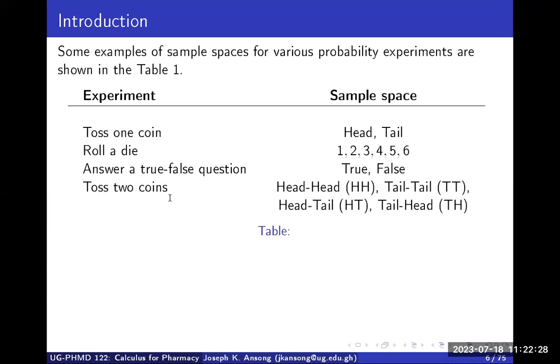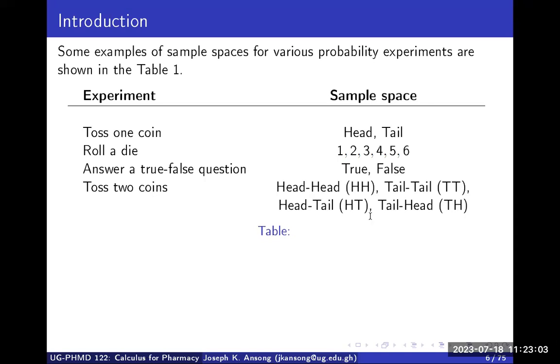Toss two coins, the results will be head. In other words, the first coin will be head, the second will also be head, or both will be tails, tail and tail. Or you could have a head tail. The first coin shows you a head, the second a tail, or the first gives you a tail and the second a head, TH. Okay, so HH, TT, HT, and TH here will be the sample space when you toss two coins. All right, so this will be the outcome of a single trial.